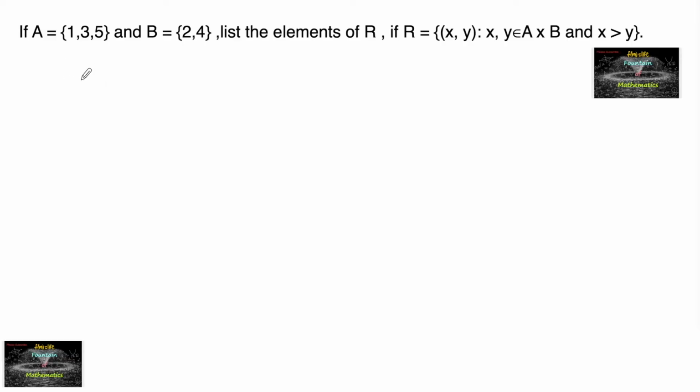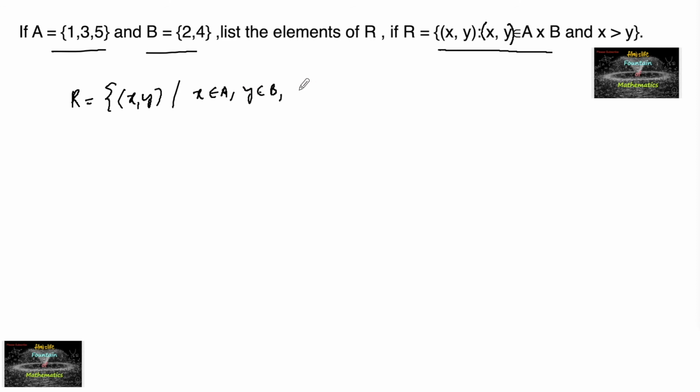If A is equal to {1, 3, 5} and B is equal to {2, 4}, list the elements of R, if R is equal to {(x, y) such that (x, y) belongs to A cross B and x is greater than y}. Or else we can say R is equal to {(x, y) such that x belongs to A and y belongs to B and x is greater than y}, and it is a subset of A cross B.